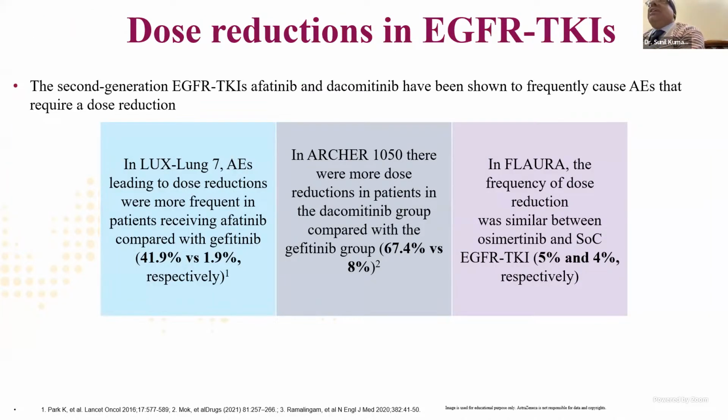So dose reduction is an important thing which basically selects the drug. Just see LUX-Lung, 41.9% of patients have a dose reduction with afatinib as compared to gefitinib 1.9%. If you see dacomitinib, 67.4%, means you can say that roughly 2/3 of patients are touching dose reduction as compared to 8% with gefitinib. And just see the FLAURA trial, third generation TKI. 5% versus 4%, means you can easily compare dose reduction, which is remarkable in dacomitinib and afatinib as compared to the FLAURA trial. Next slide, please.